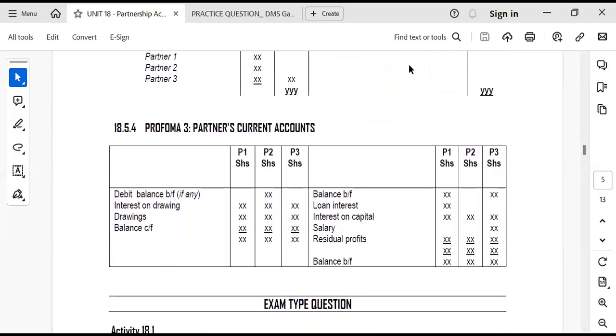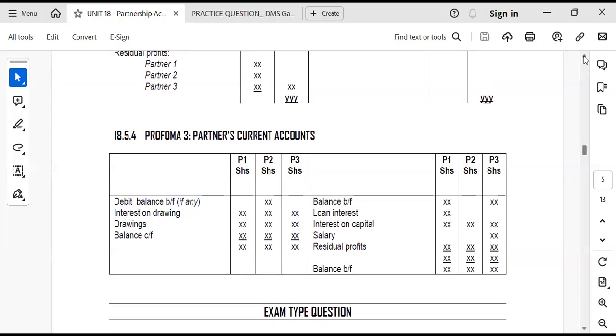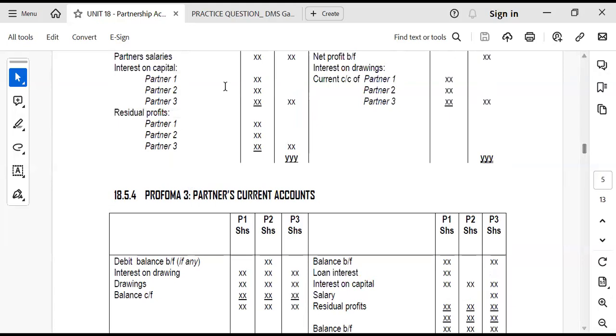Then the current account. In case you have a fluctuating capital, you have already done your capital account. Your current account will look like this. These are the items the current account has. Of course, it also has a normal credit balance. In case you have a loan interest, it will add it there. In case you have interest on capital, we will put it there. So it is basically a double entry for this side. Interest on capital has been brought here. Residual profits have also been brought there.